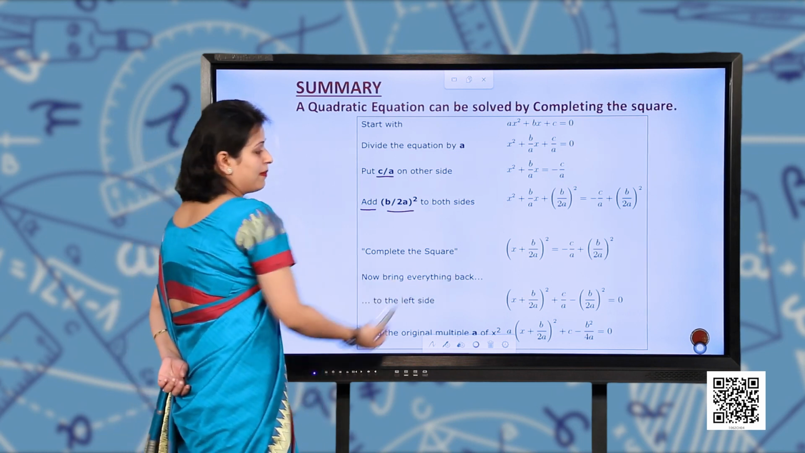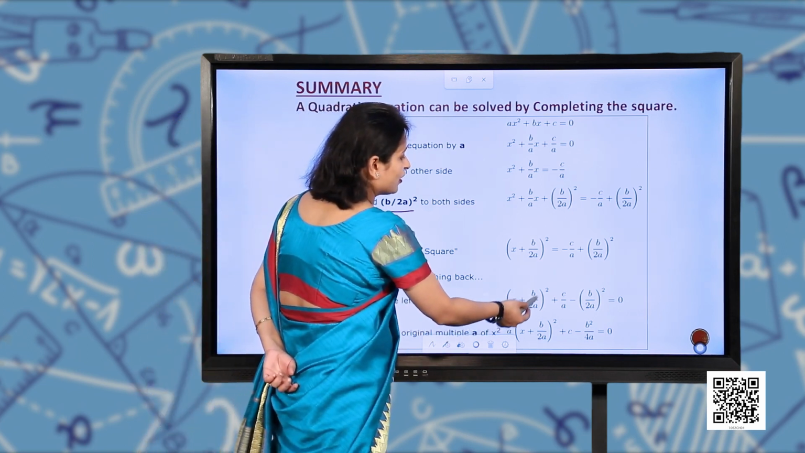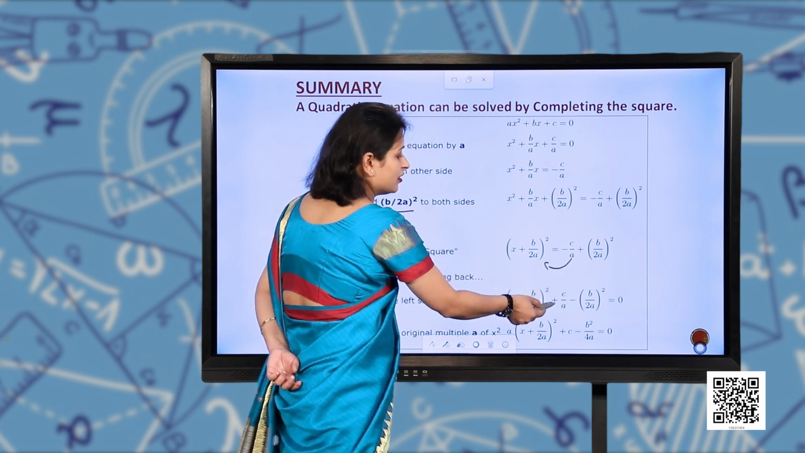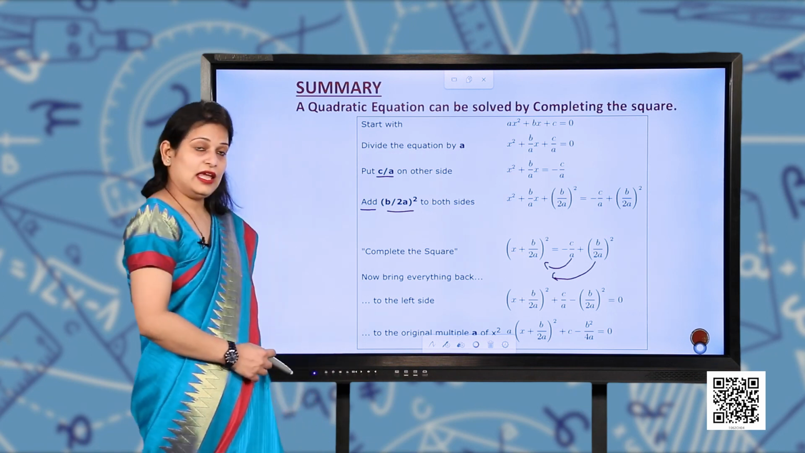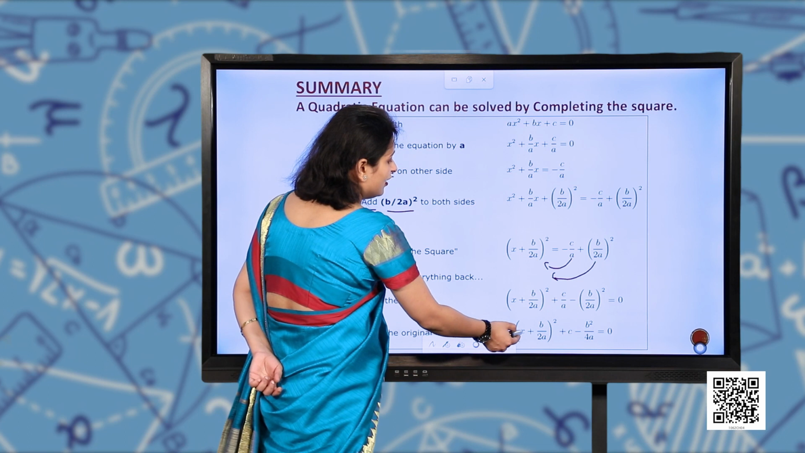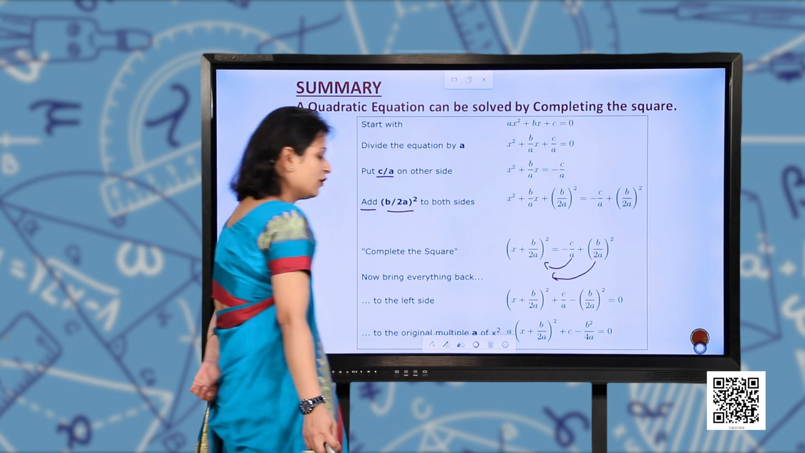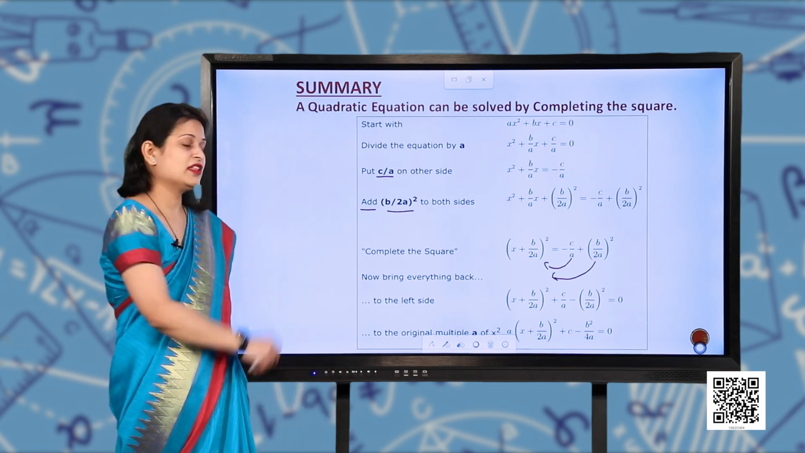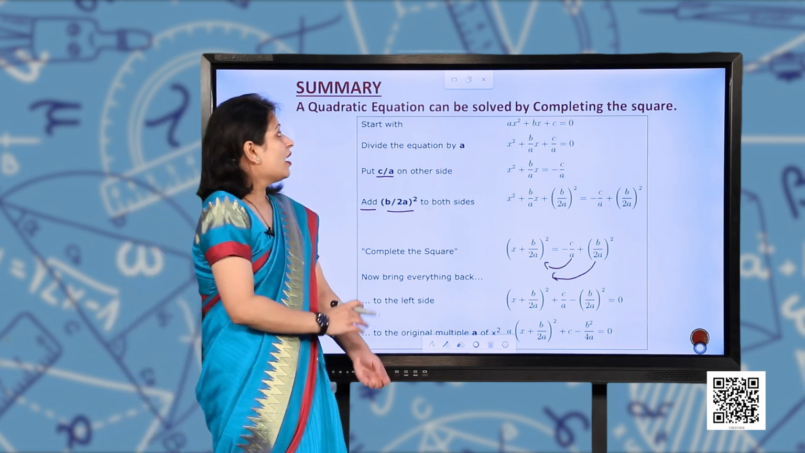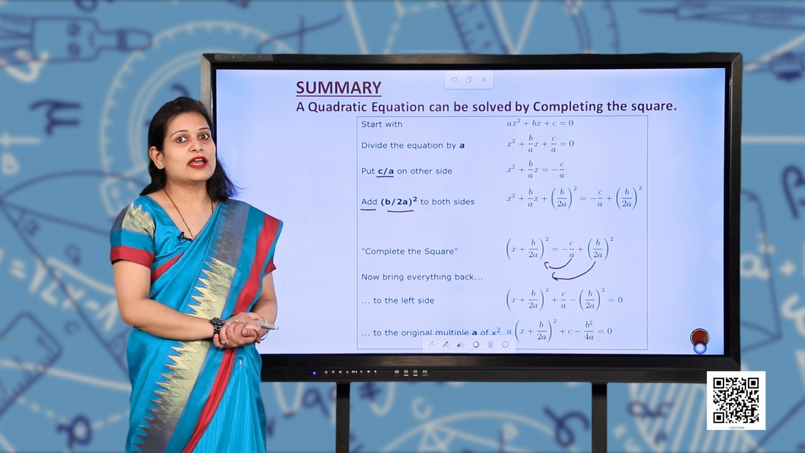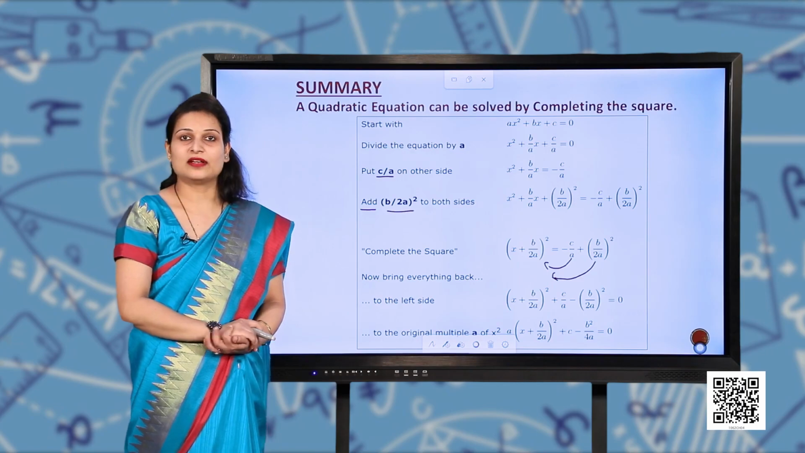Now, bring everything back. So, to the left hand side, we will get x plus b by 2a whole square. This will become positive, this will become negative. Now, to the original multiple a of x square, we will get a into x plus b by 2a whole square plus c minus b square upon 4a equals 0. So, after solving this, we will get the value of the variable x. I hope you have understood how to find the solution of a quadratic equation by the completing the square method. Thank you.